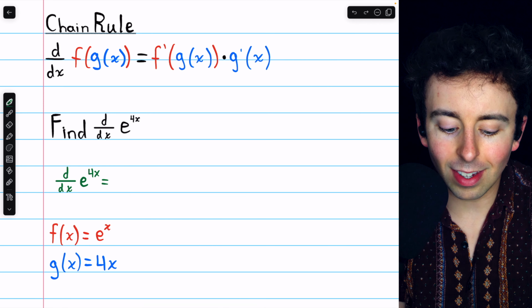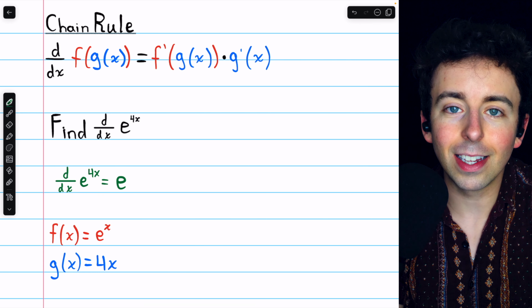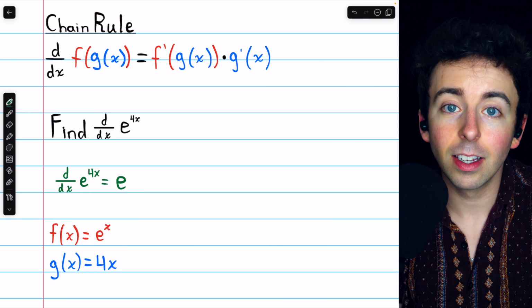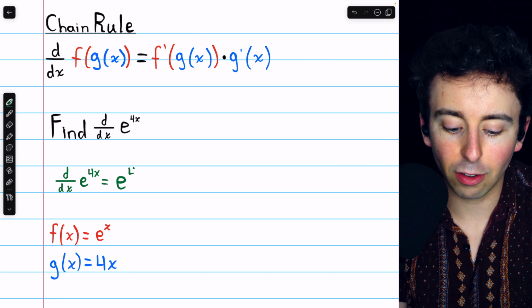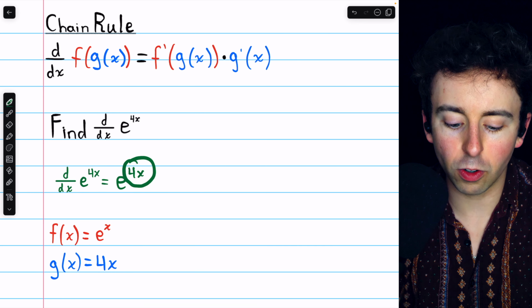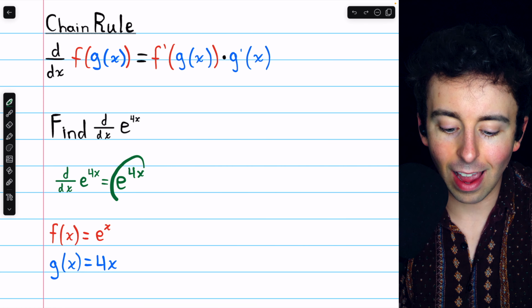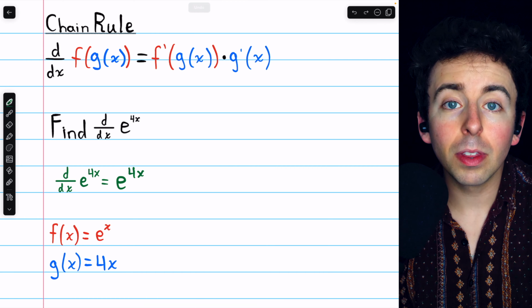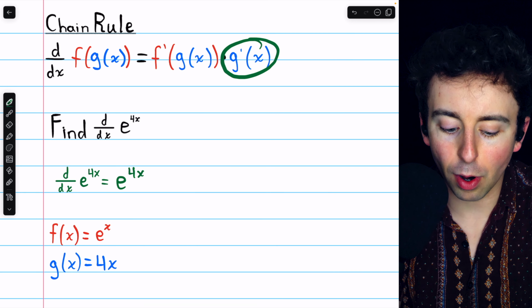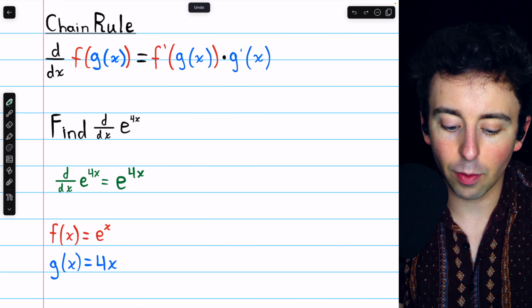The outside function is e to the x, and the derivative of e to the x is just e to the x. Of course, in this case, the exponent is our inside function of 4x, which we must leave unchanged. So that's f prime of g. But then we must multiply by g prime, the derivative of that inside function.